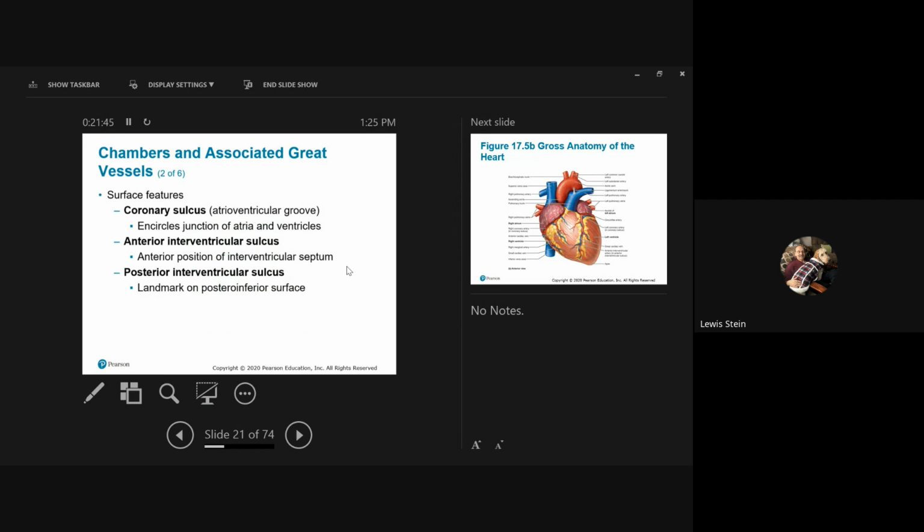So, other features. The chambers are divided and we call them sulci, just like we do in the brain. So the coronary sulcus is the groove, and again, you'll see that demonstrated, that's between the atria and the ventricles. Those sulci, including the one in the front, the anterior interventricular sulcus, and the one in the back, the posterior interventricular sulcus, are the passageways for the coronary arteries and the cardiac veins.